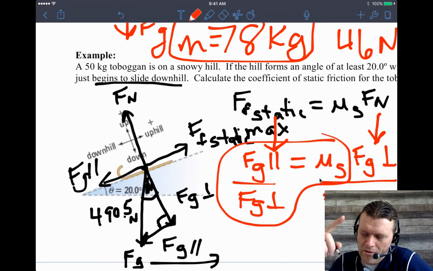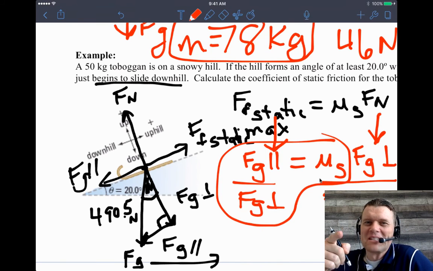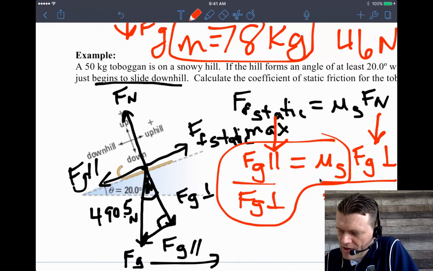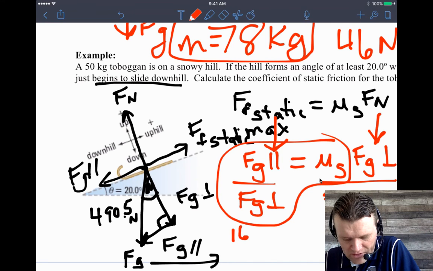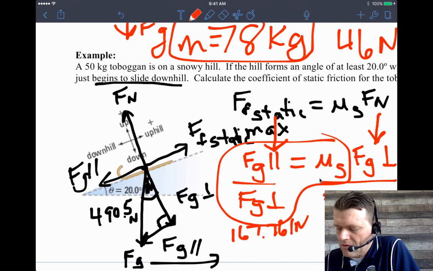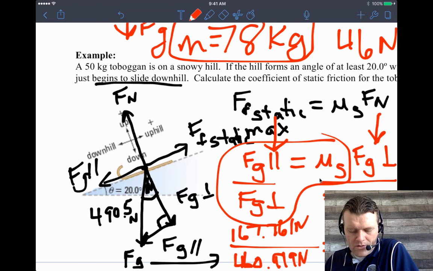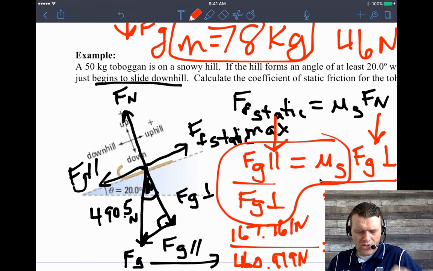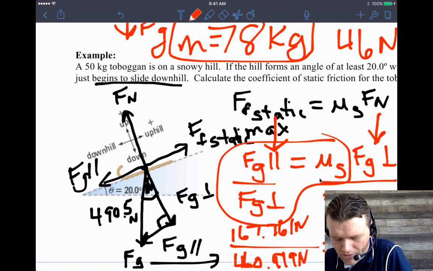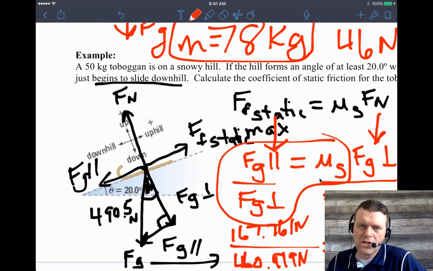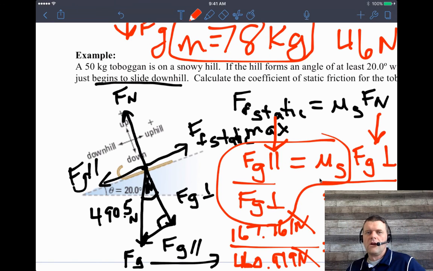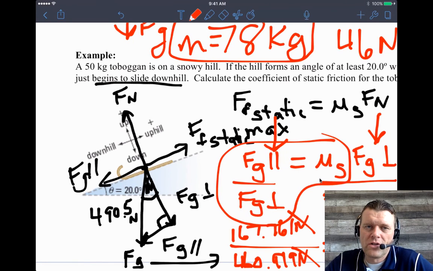And you'll see this on your formula sheet. It's a bit of a shortcut. It just says a general mu is equal to the force of gravity parallel divided by the force of gravity perpendicular. This is why coefficients have no units, because look what we did right here. I know I deleted those numbers, but it was 167.761 newtons for the force of gravity parallel, and the force of gravity perpendicular was 460.919. And if you crunch that through, we have to round it to two significant digits because of the numbers you see there. The answer is 0.36. And as you can see, the newtons cancel. There's newtons on the top, newtons on the bottom. There's no units. So this is why coefficients don't have any units.